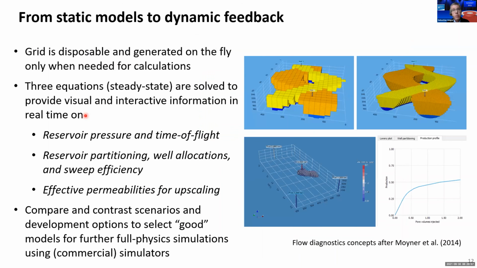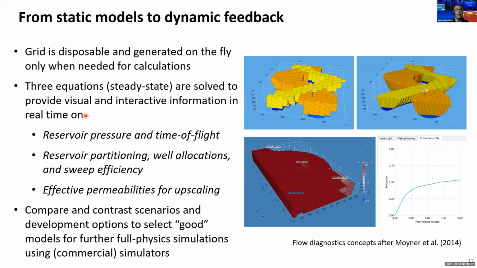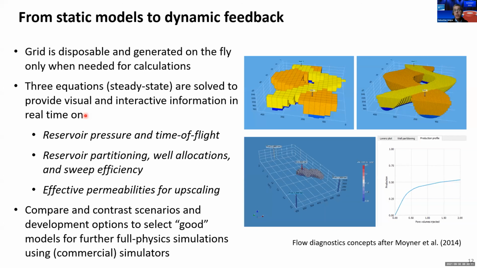How do we get from the static models to dynamic models? Everything in terms of geological models is done by surfaces. So there's no grid. The grid is entirely disposable. It's only generated on the fly when we need it for calculations. And because we have the surfaces always present in the background, we can adapt our grid, refine it, make it coarser or finer, to represent the geology at the scale we want.